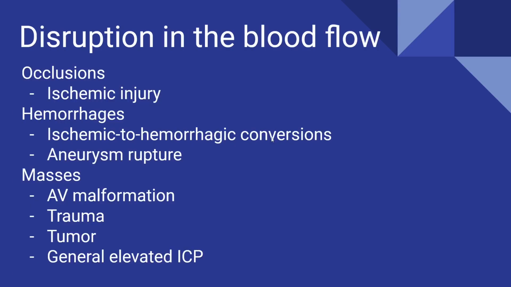All right, so when we start to see disruptions in this blood flow, we have to consider them as either occlusions within the vessel, so that's our ischemic injuries; hemorrhages, so either ischemic to hemorrhagic conversions or aneurysm ruptures; or exterior vessel masses, so AV malformations, that are redirecting blood flow. Those could also become hemorrhagic. Trauma, so that's going to end up with swelling. Tumors can compress vessels, and then just a generalized elevated ICP from something like encephalopathy.